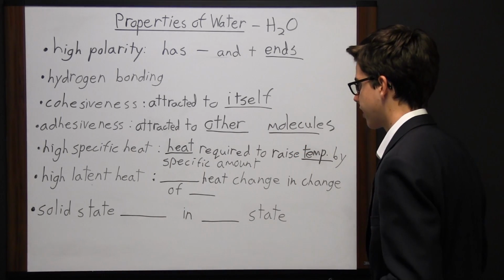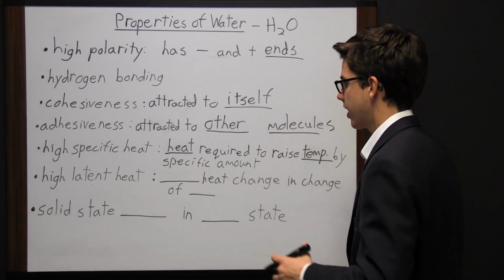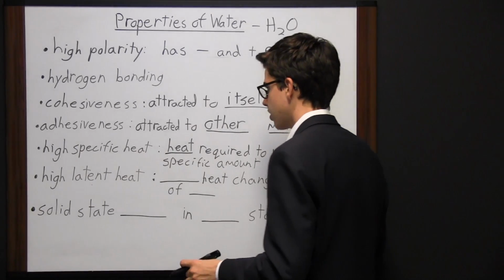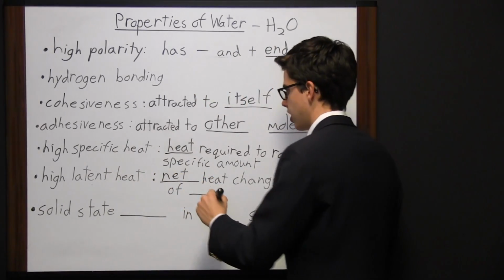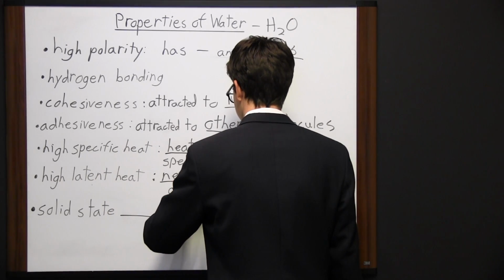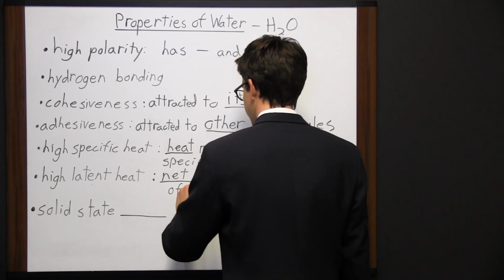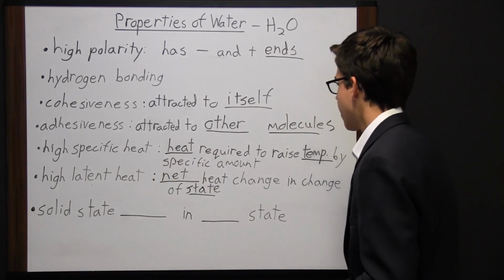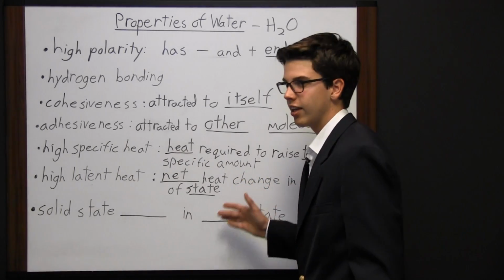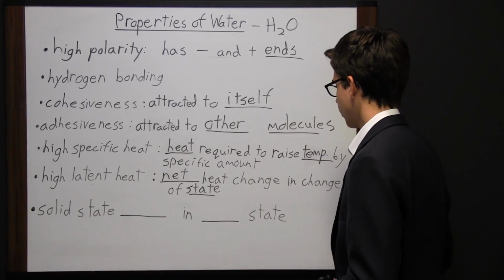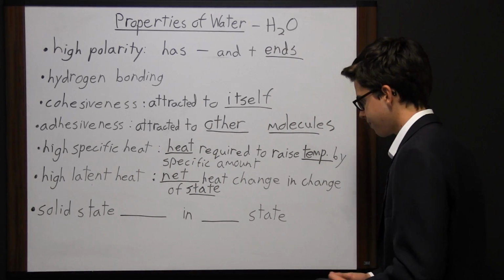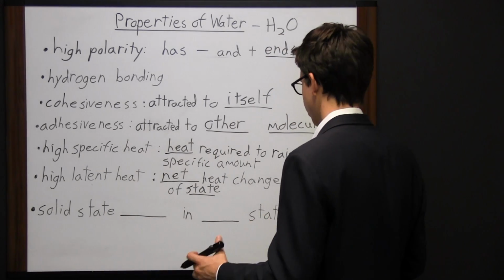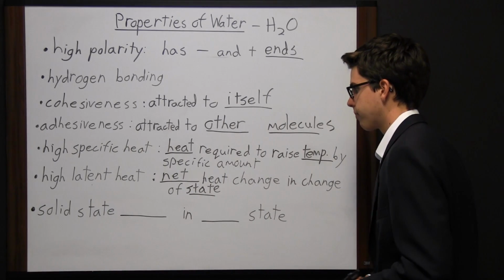by a specific amount. This also kind of goes along with high latent heat, which is the net heat change in change of state. So basically when water changes from one state to another, that means there was a lot of heat either absorbed or put off. And so net heat change means how much heat was absorbed or exerted to do this change of state.